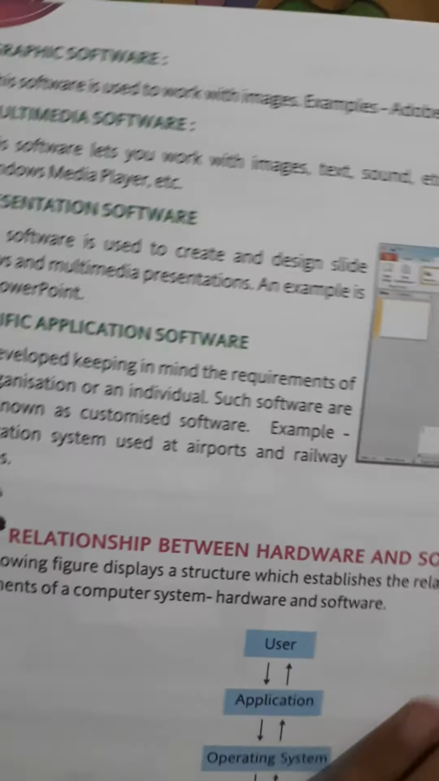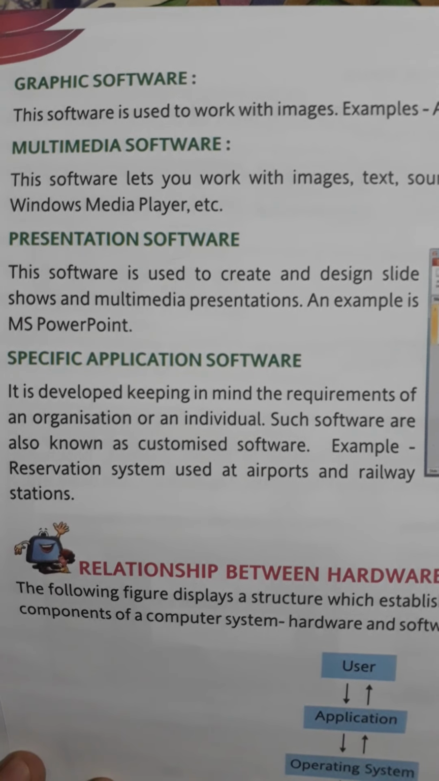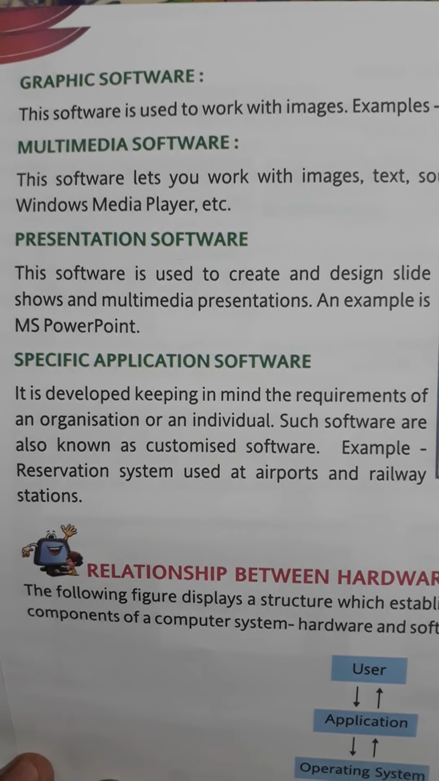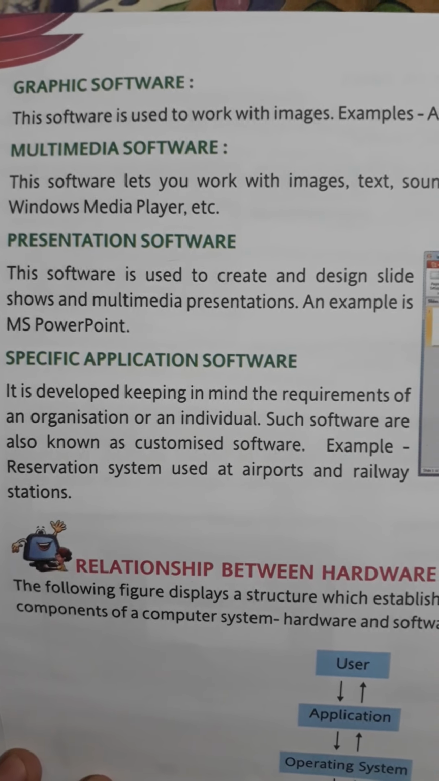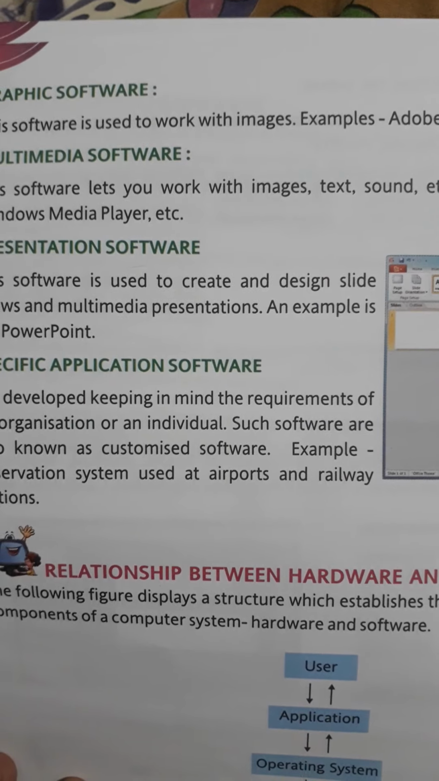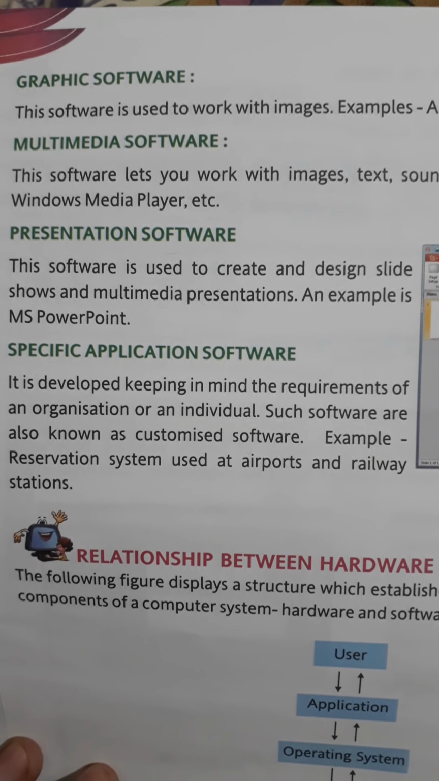The next is graphic software. This software is used to work with images. Means we can edit image with the help of this software. Adobe Photoshop and Paint program are the example of graphic software.